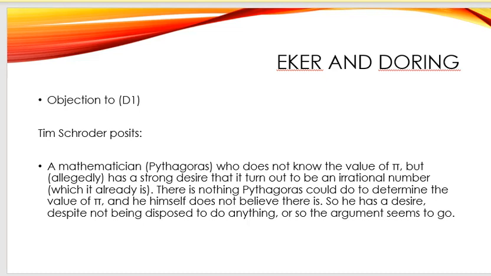There is nothing Pythagoras can do to determine the value of pi, and he himself does not believe there is. So he has the desire despite not being disposed to do anything, or so the argument may seem. Here it seems that Pythagoras has a desire, but isn't disposed to do anything to bring it about. So it doesn't seem as if it is a necessary condition. So if this is possible, then they seem to be wrong.